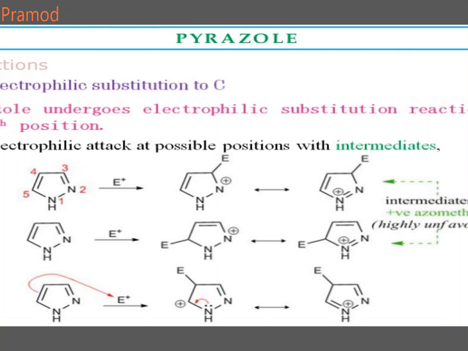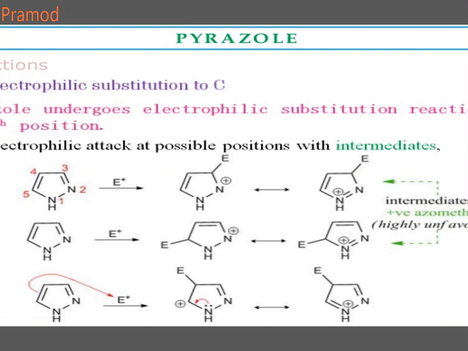We have seen when you are studying indole and pyridine, whenever the positive charge comes on the nitrogen, the structure is unstable because the electrons are removed from its octet. That's why, if the positive charge comes on the nitrogen, the structure is unstable.